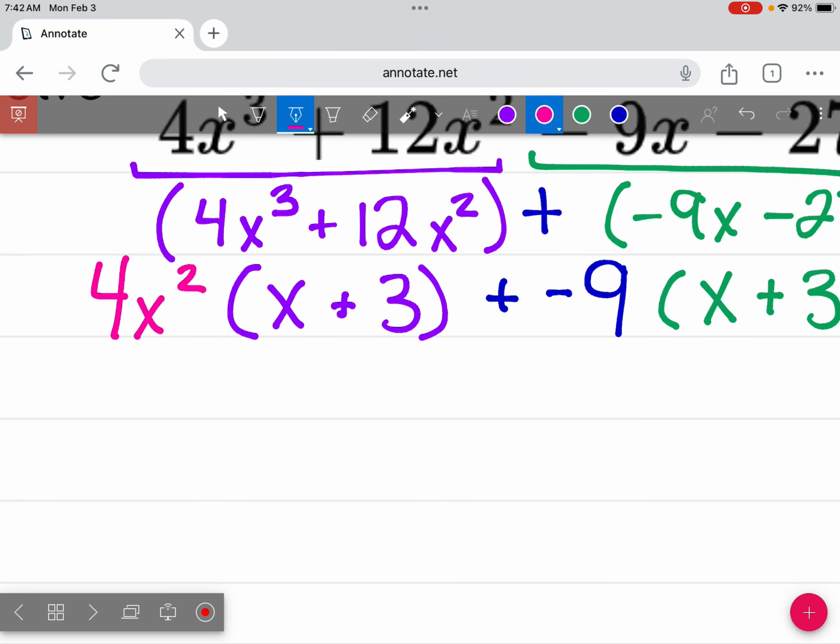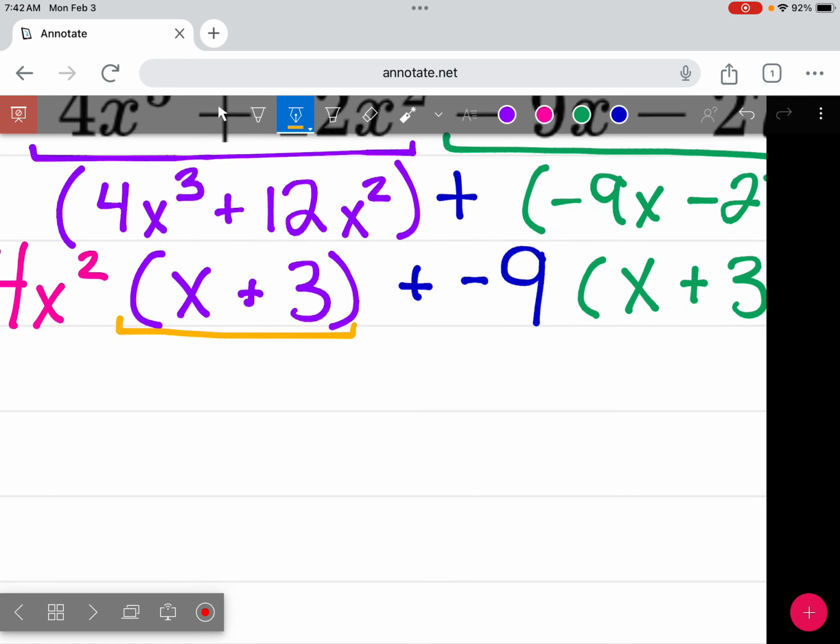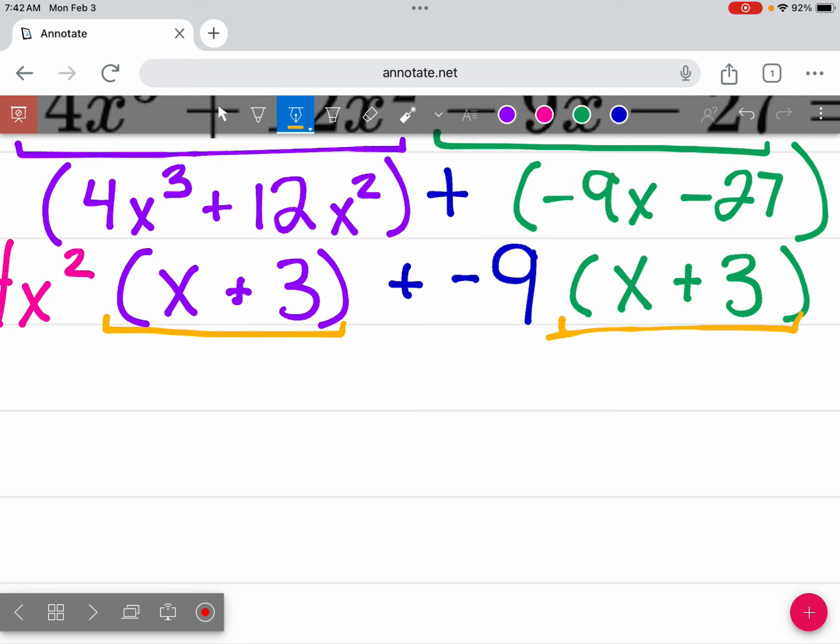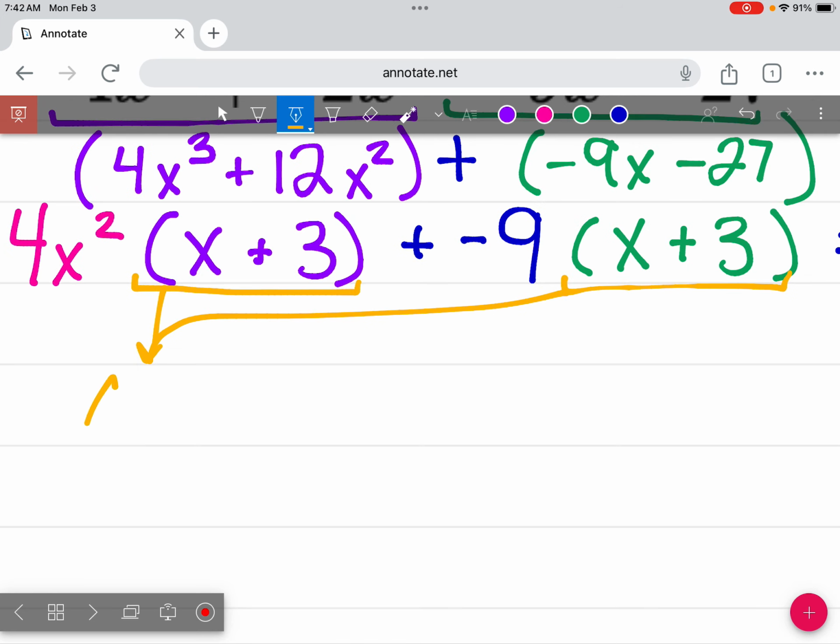So we know we've got our matching pieces. This guy matches this guy, which means we're taking this out as its own GCF. That's what we're doing here. Those merge together and become our x plus 3 out in front. Our leftover bits, that's when we have that 4x squared minus 9.